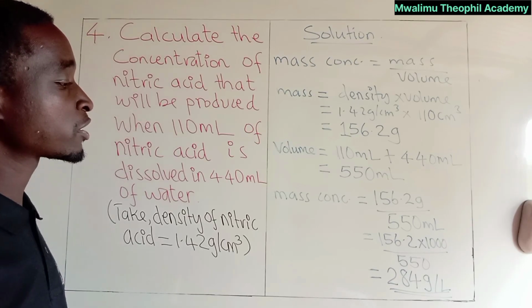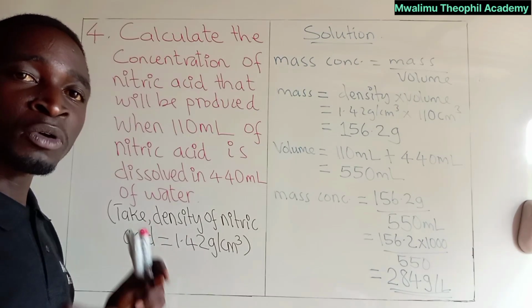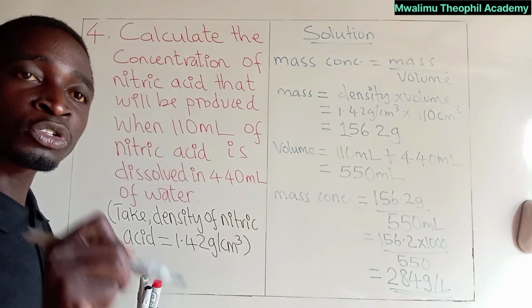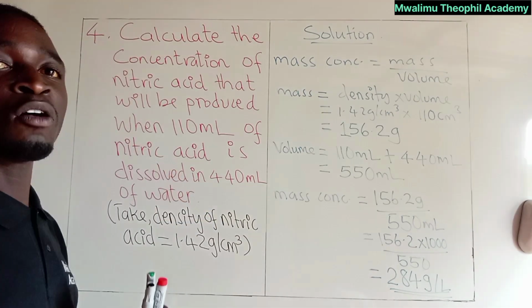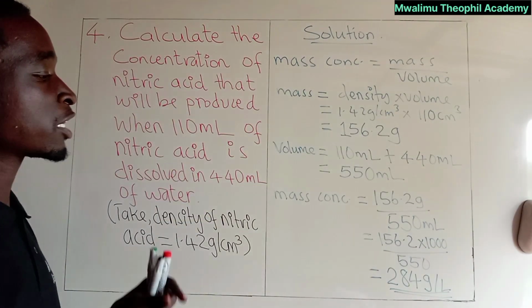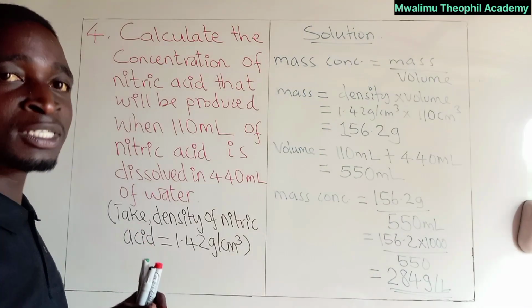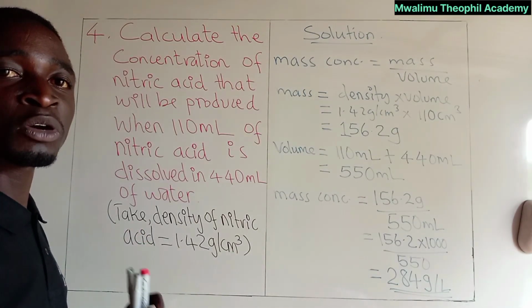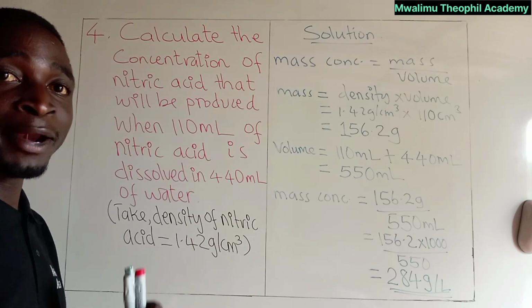How do we convert this? You have to know that molar concentration is equal to mass concentration over molar mass. So we are going to take this mass concentration over molar mass, and what will be obtained there is what we call molar concentration or molarity.